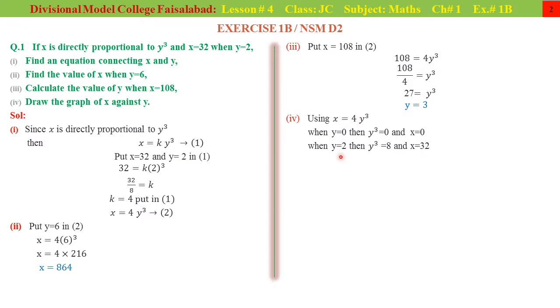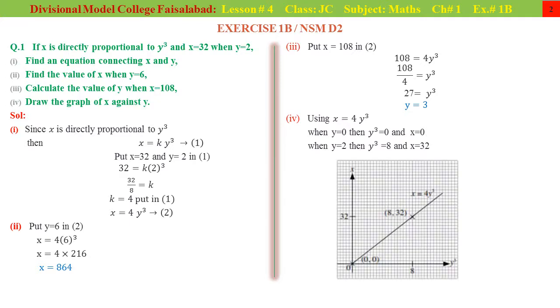And when y is equal to 2, putting y is equal to 2 here, y cube will be equal to 8 and the value of x will be equal to 32, because 4 into 8 will give you 32. Now we will plot these two values: when y cube is equal to 0 and x is equal to 0, and y cube is equal to 8 and x is equal to 32 on the graph.